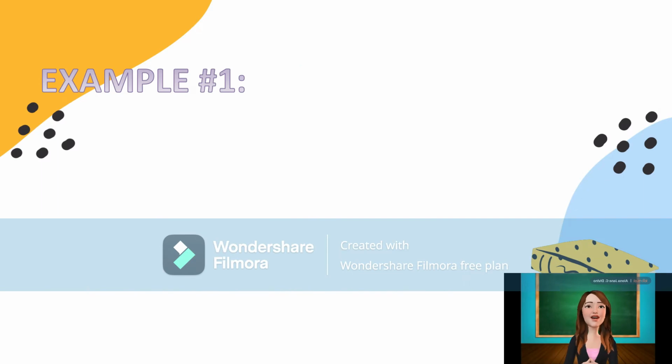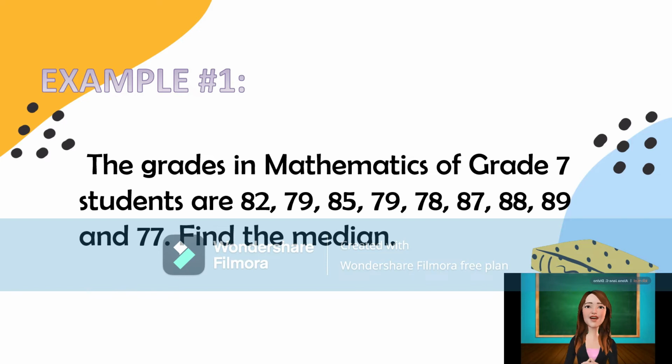Example number one. Everyone, please read. The grades in mathematics of grade 7 students are 82, 79, 85, 79, 78, 87, 88, 89, and 77. Find the median. But before we find the median, let us always remember the first rule in finding the median. What do we need to do?